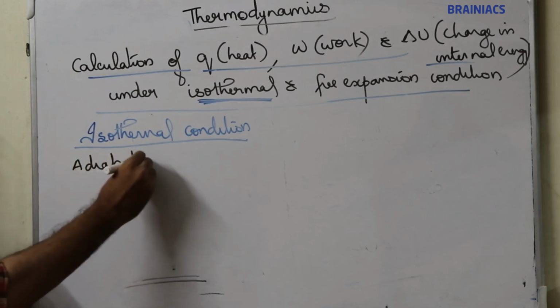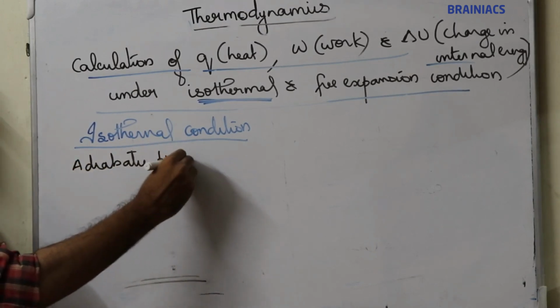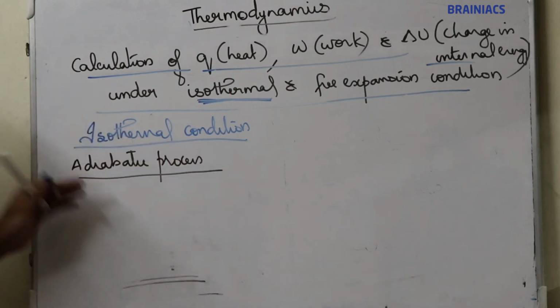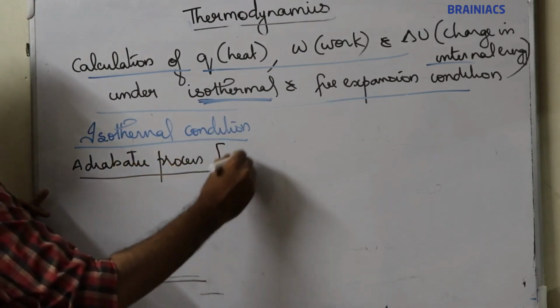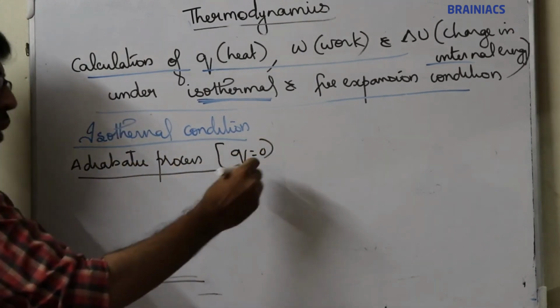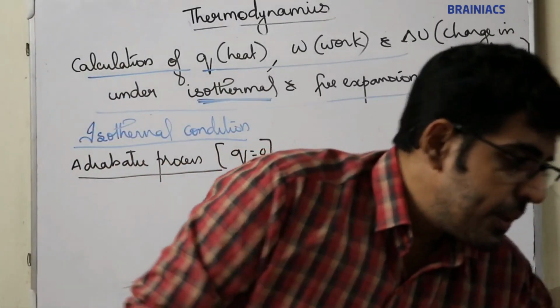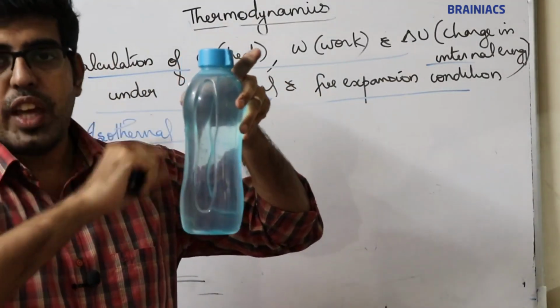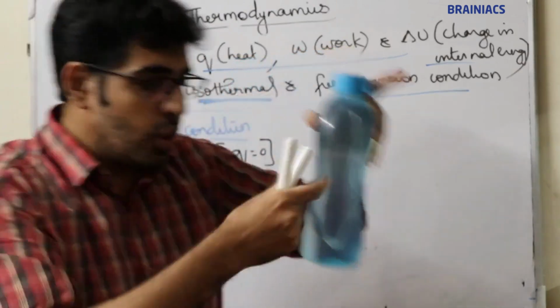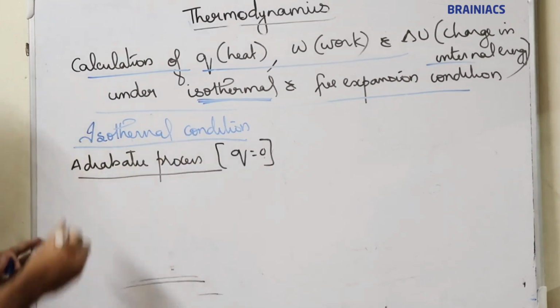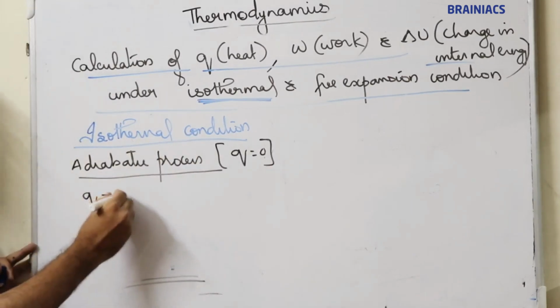Adiabatic process is a process in which there is no exchange of heat between system and surrounding, which we have already discussed in our introductory topic. Adiabatic process means Q is equal to 0. If system and surrounding are not exchanging heat energy, those processes are known as adiabatic process. For adiabatic process, Q is equal to 0.